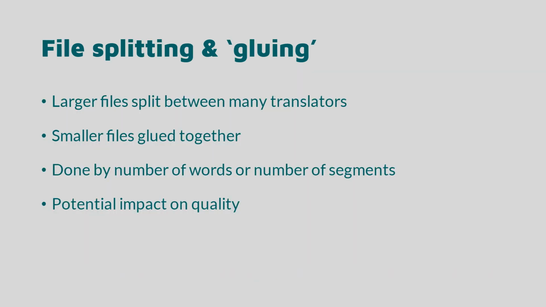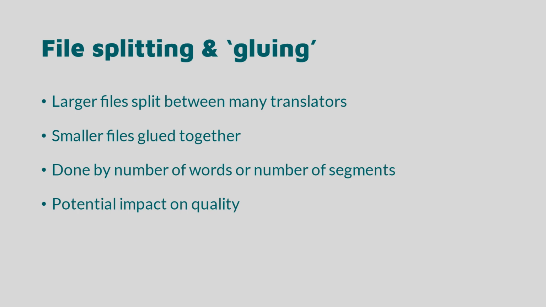Some CAT tools allow the user to split or glue files depending on the project. File splitting can be based on either the number of words or the number of segments to be allocated per individual translator. When localizing a website, there may be many small files, each containing only a segment or two at a time. It is time-consuming for a translator to have to open each file individually when translating, so it may be possible to glue these files together into one XLIFF document.